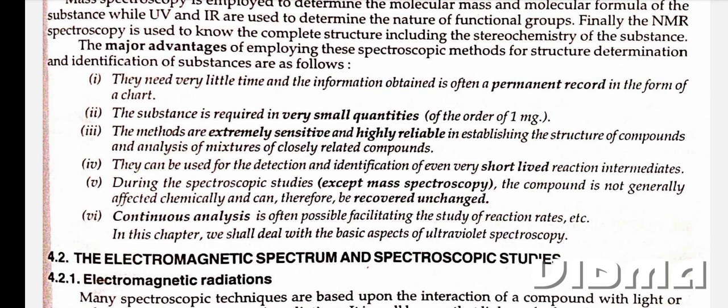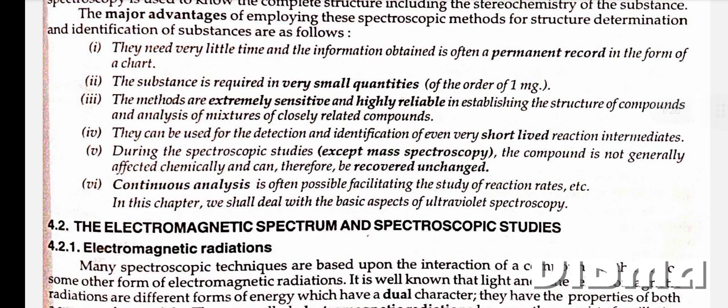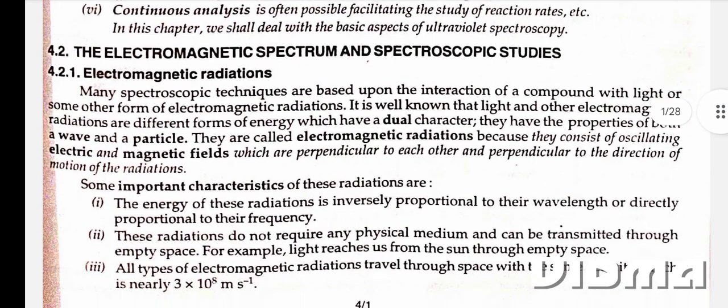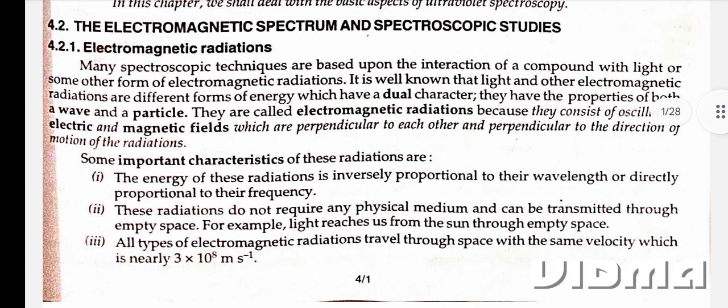During the spectroscopic studies, the compound is not generally affected chemically and can therefore be recovered unchanged. Continuous analysis is often possible, facilitating the study of reaction rates. In this chapter, we shall deal with the basic aspects of ultraviolet spectroscopy. The electromagnetic spectrum and spectroscopic studies: electromagnetic radiations.